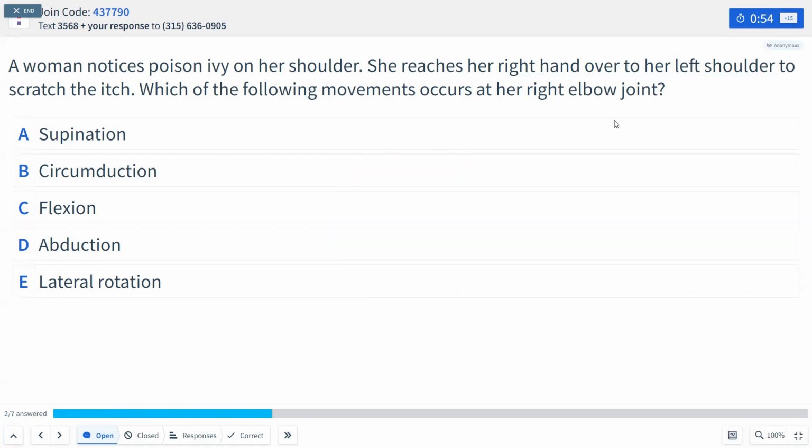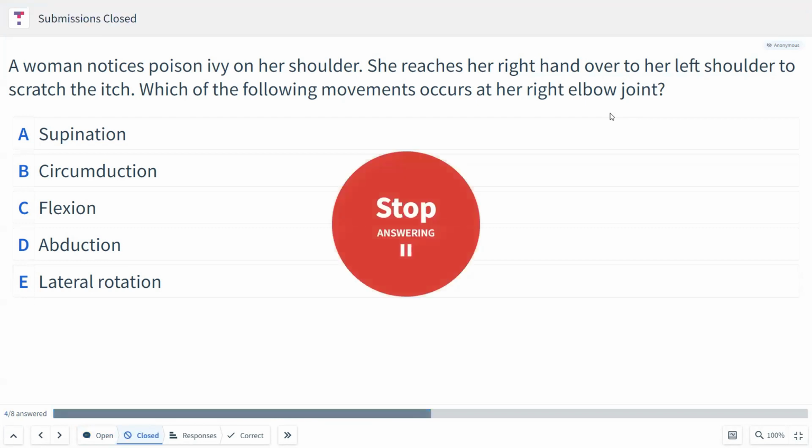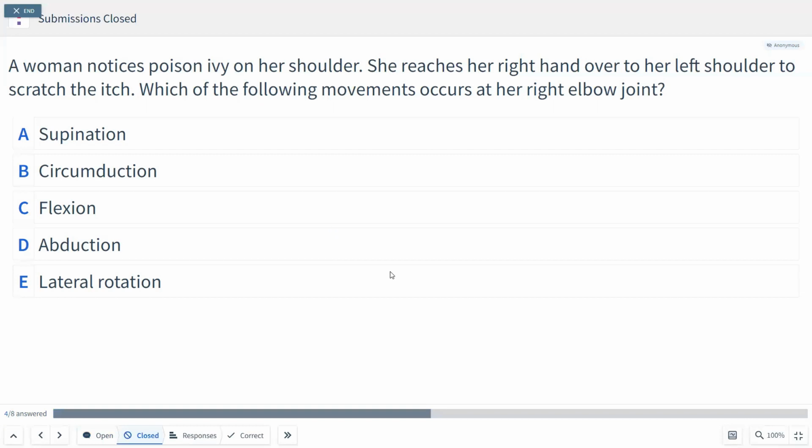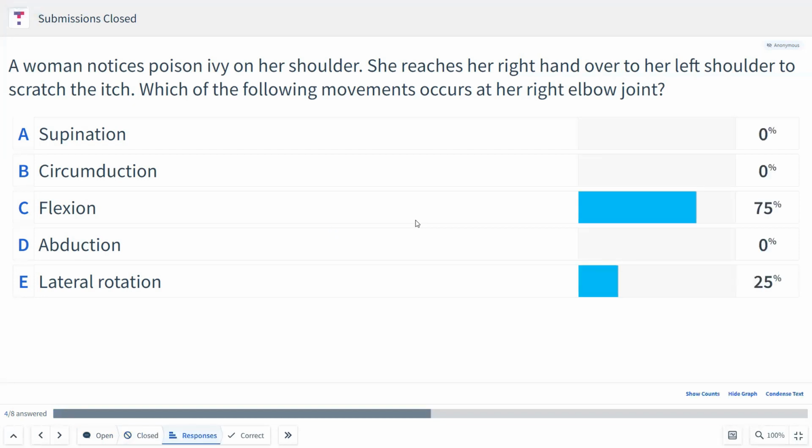Okay, so let's just discuss it. So we have a woman who notices poison ivy on her shoulder. She reaches her right hand over her left shoulder to scratch the itch. Which of the following movements occurs at her right elbow joint? What are we thinking? Flexion. Anyone disagree? Okay, so that is correct, right? This would be flexion happening at her right elbow joint in order to scratch that itch on her left shoulder. Okay, it looks like 4 of you were able to vote, and most of you did select C.